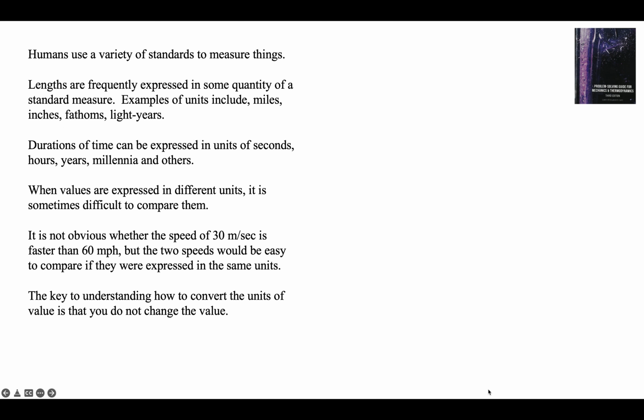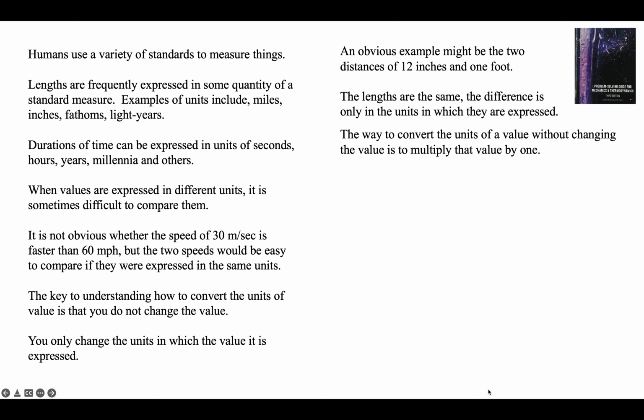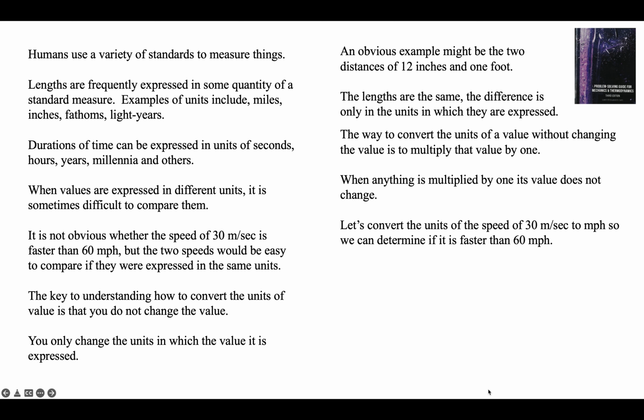So the key to understanding how to convert units is that you don't change the value. You just change the units in which the value is expressed. So an obvious example is 12 inches is 1 foot. Same distance. They're not different distances. The units are different. The way to convert the units of a value without changing the value is to multiply by 1. If you multiply by 1, you don't change the value.